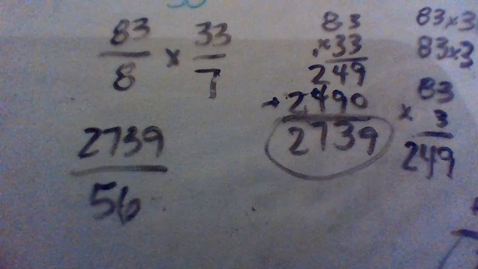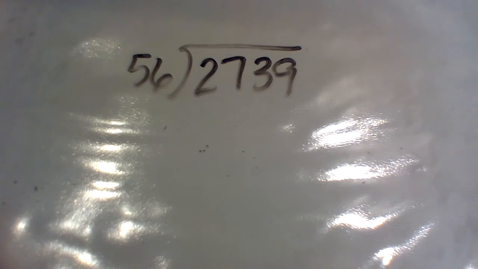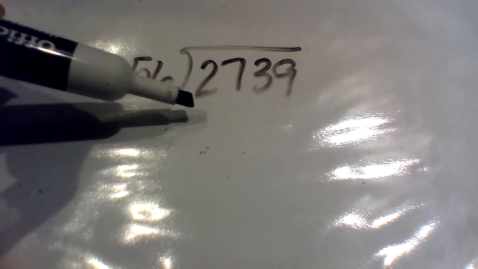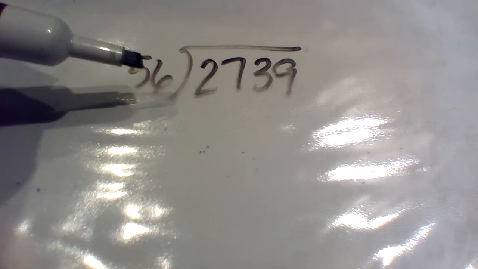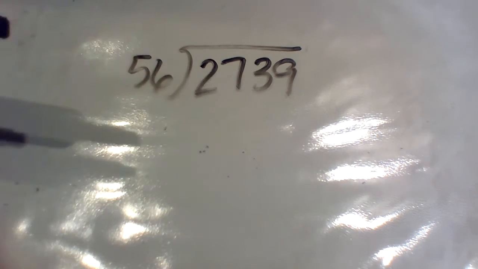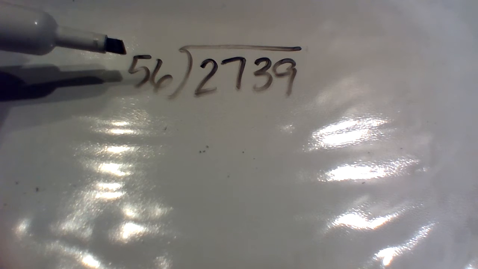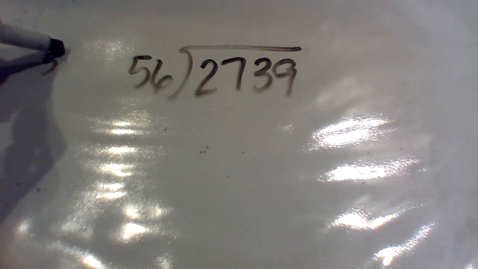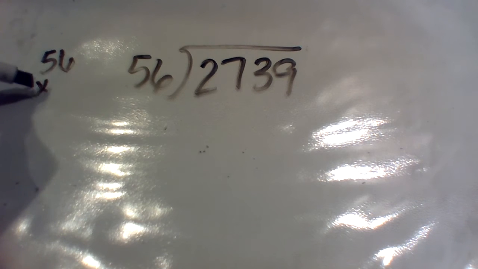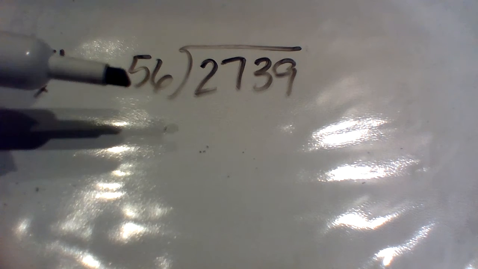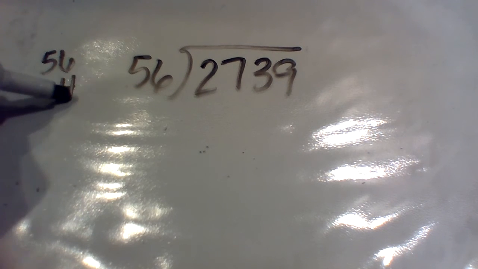Hold on. Okay, so when I look here, I have my 2. I cannot make a group of 56. 27, I cannot make a group of 56. So I'm looking in 273, okay? Because this is almost 60. I'm going to try times 4. Because 60 times 4 is going to give me 240. So I'm going to do this times 4 and see.